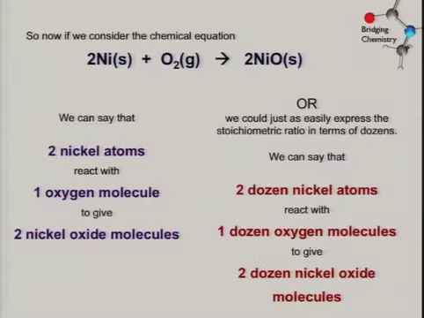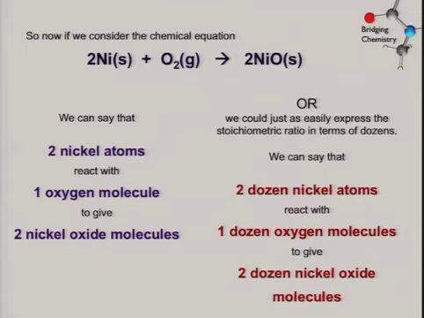What we could equally do is we could say this: 24 nickel atoms react with 12 oxygen molecules to make 24 nickel oxide molecules. This would still be completely correct because we're still talking about amounts. Because a dozen represents a certain number of molecules or atoms. So long as the ratio is still correct, then this is still a perfectly valid way to describe the reaction, in dozens now, rather than individual molecules and atoms.